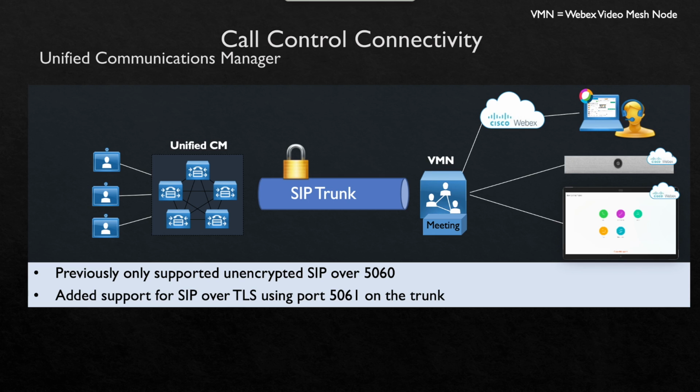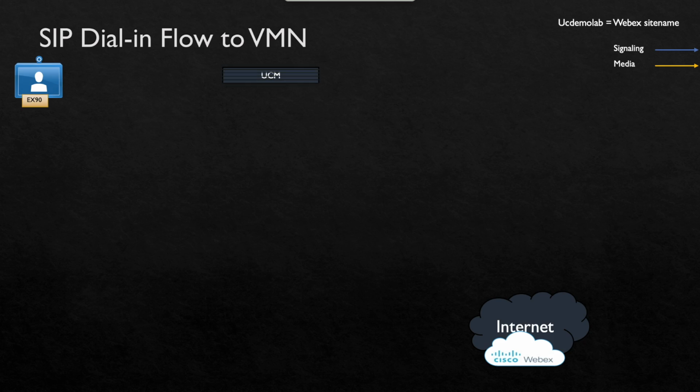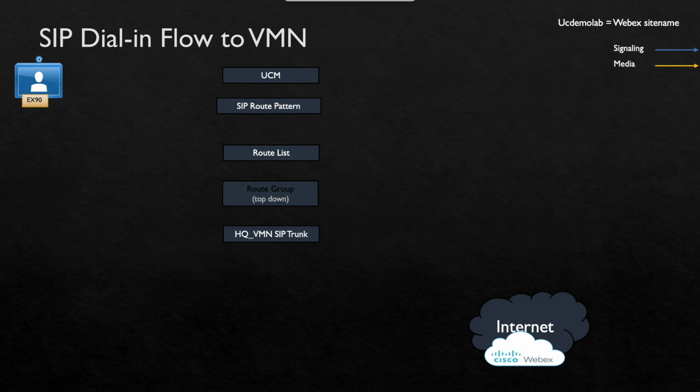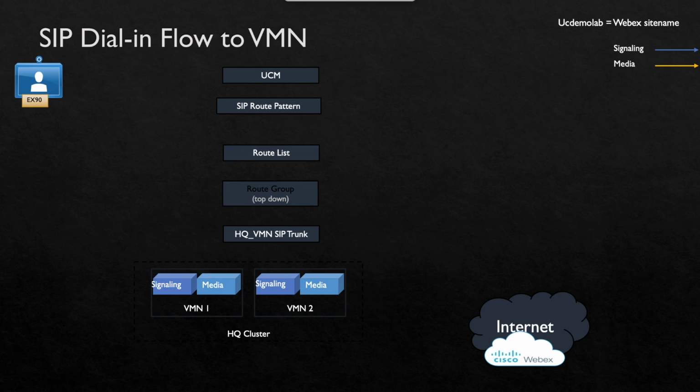All right. So let's put all these pieces together now. Once the video mesh nodes have been installed and set up and the SIP trunks have been established with all the additional configuration elements needed, the dial-in flow to the video mesh node will progress as follows.